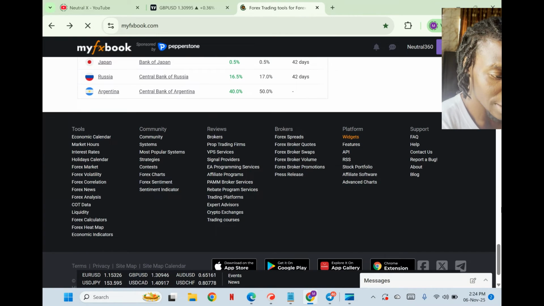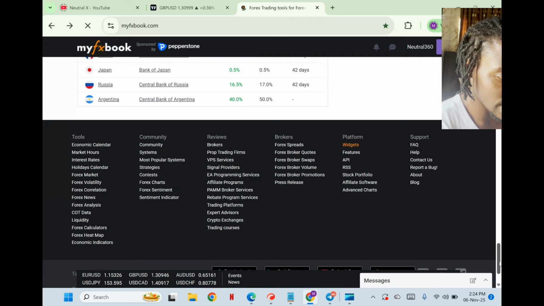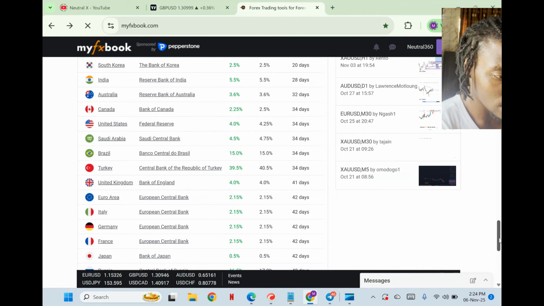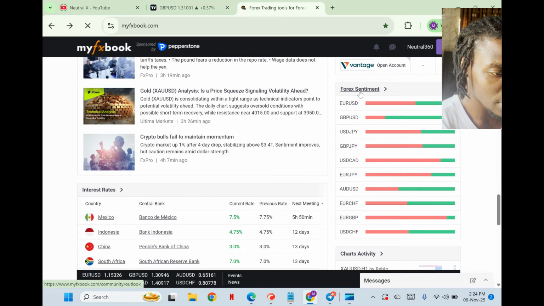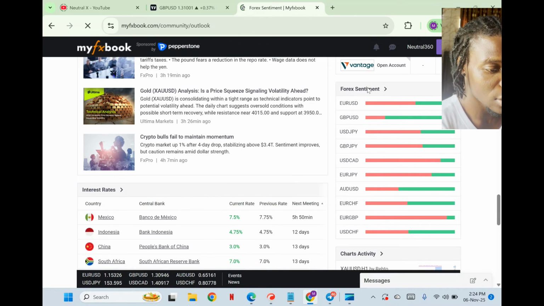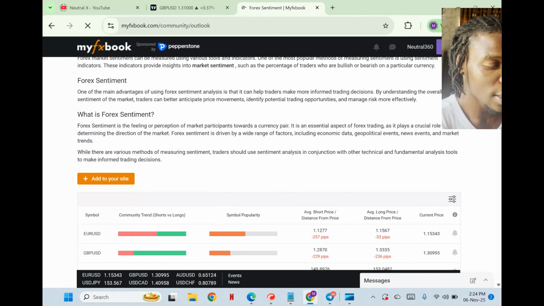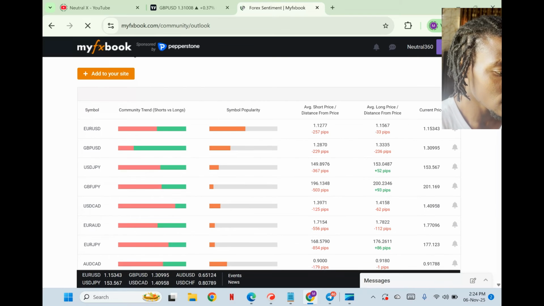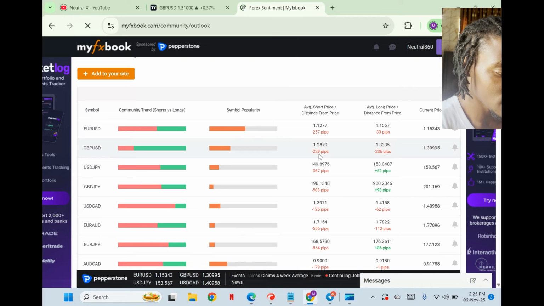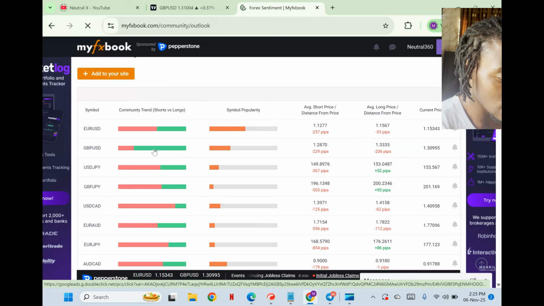Sorry guys, my internet is very lacking currently. So let's go to sentimental, because sentimental is something you guys still need to know about. You can just hold your mouse over it. It will tell you the percentage of how many buyers or sellers are on the chart, what news are in, and all that. You can see the buyers are stronger here.